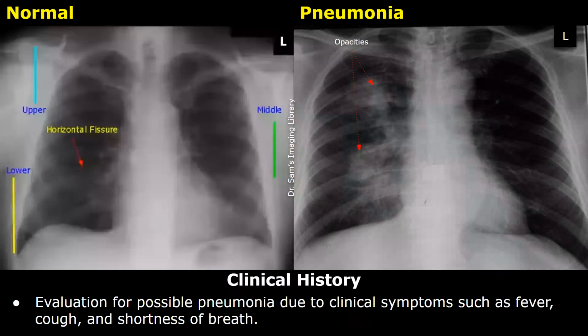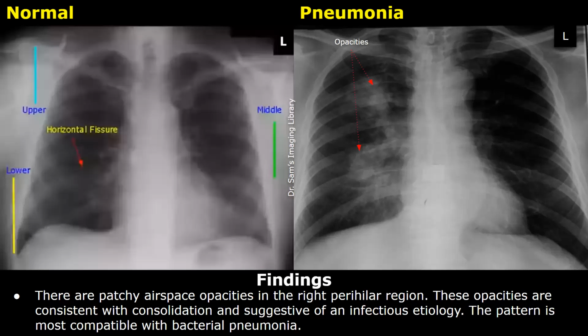This is our next example: clinical history, evaluation for possible pneumonia due to clinical symptoms such as fever, cough, and shortness of breath. Here are the findings. There are patchy airspace opacities in the right perihilar region. These opacities are consistent with consolidation and suggestive of an infectious etiology. The pattern is most compatible with bacterial pneumonia.